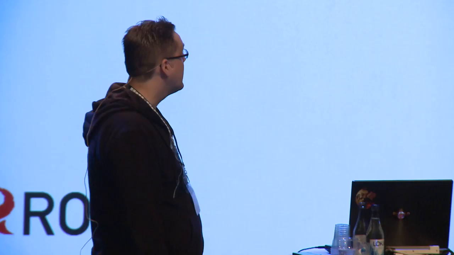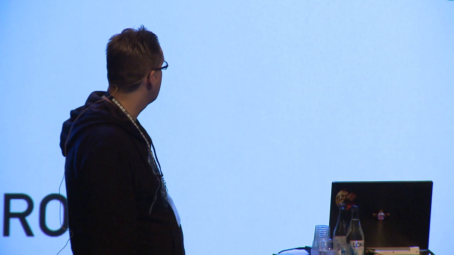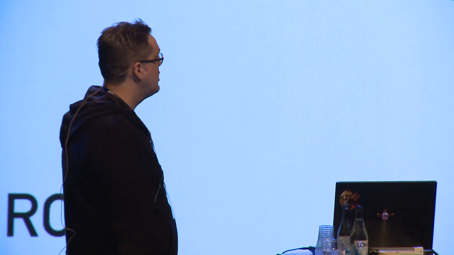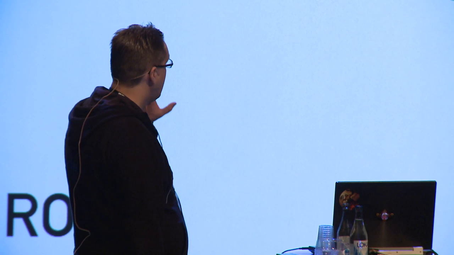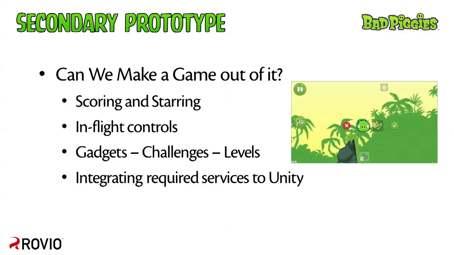And so the questions for the second round of prototyping became much more pragmatic, maybe more product-oriented. So can we build a game around this idea? How do we score it? How do we bring the 3 stars in there? That was very important for us. We wanted to make sure all our Angry Birds fans felt very comfortable with the setting. Had to do some stuff on the in-flight controls, ended up with the buttons because it was too hard to hit the gadgets themselves with the contraption moving.